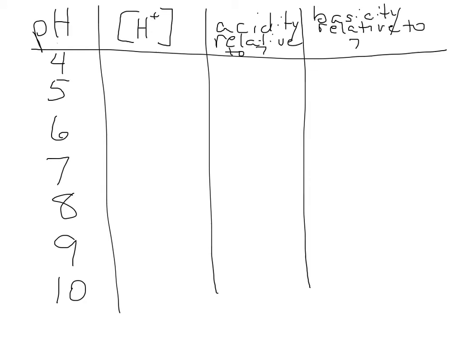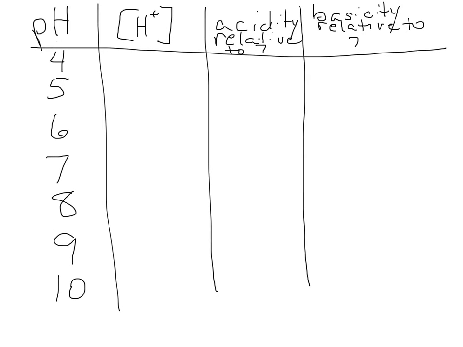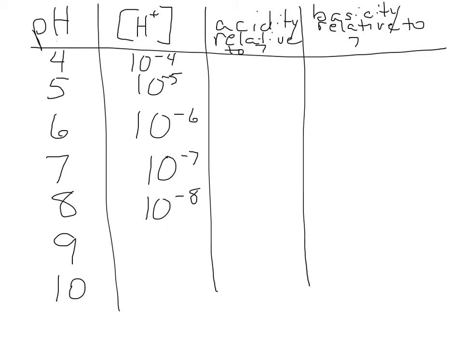If we take that information, we can figure out very quickly that something with a pH of 7 has a concentration of H+ of 10 to the -7 molar. Something with a pH of 6 is 10 to the -6, pH of 5 would be 10 to the -5, and a pH of 4 would be 10 to the -4. We fill in the rest of this table, 10 to the -8 for a pH of 8, 10 to the -9, and 10 to the -10 for a pH of 10.